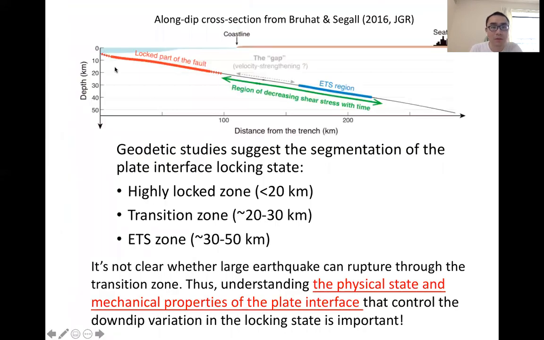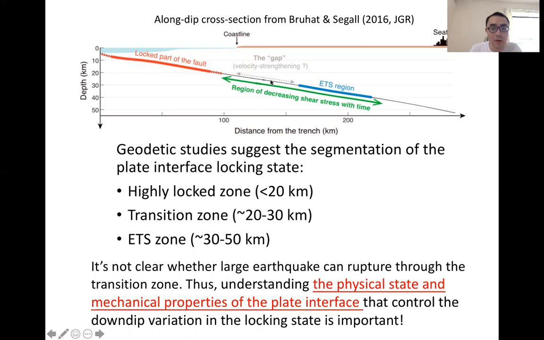This figure shows the along-dip cross-section of the Cascadia megathrust. Geodetic studies suggest that the locking state of the Cascadia plate interface has a strong along-dip segmentation. In the shallow part, less than 20 kilometers depth, the plate interface is highly locked. In the deeper area, between 30 and 50 kilometers depth, there is a slow slip zone, which is also called the ETS zone. In between, there is a transition zone near the coast.